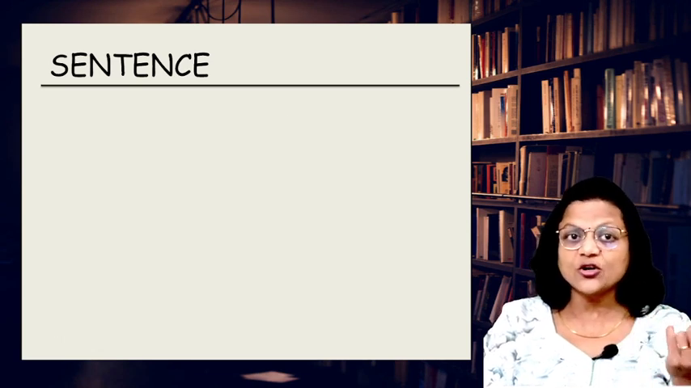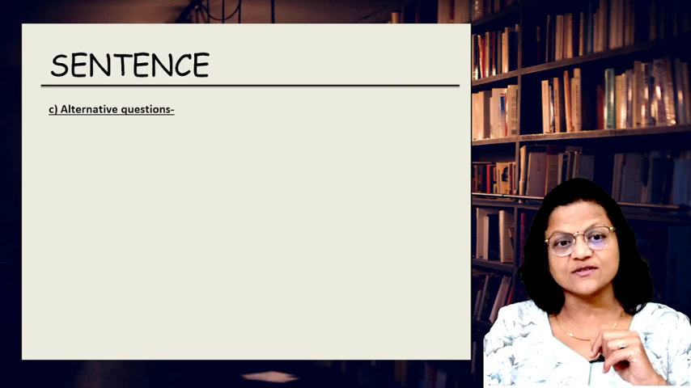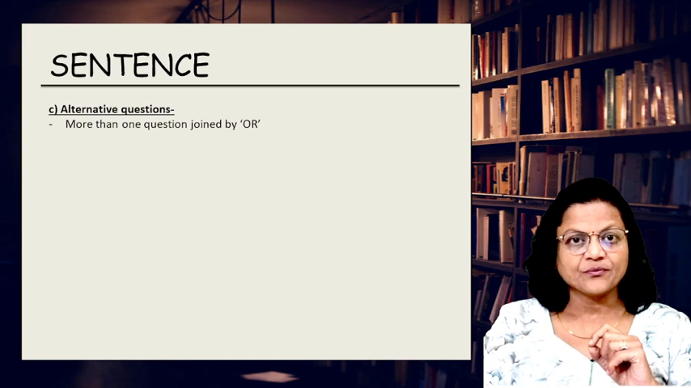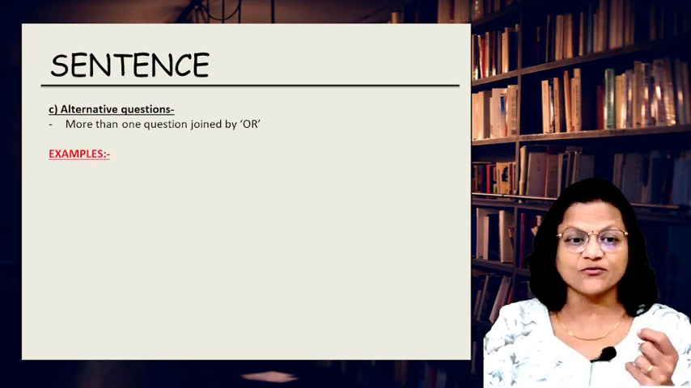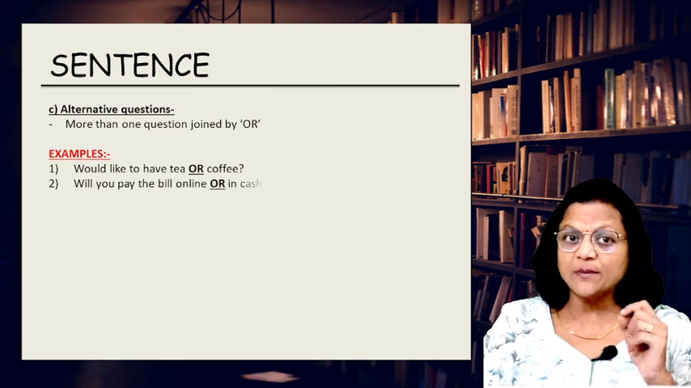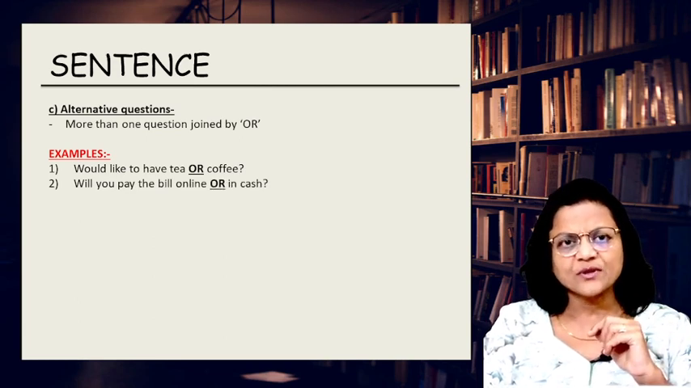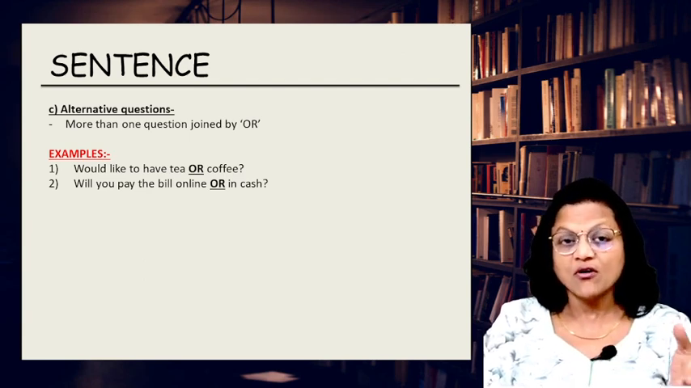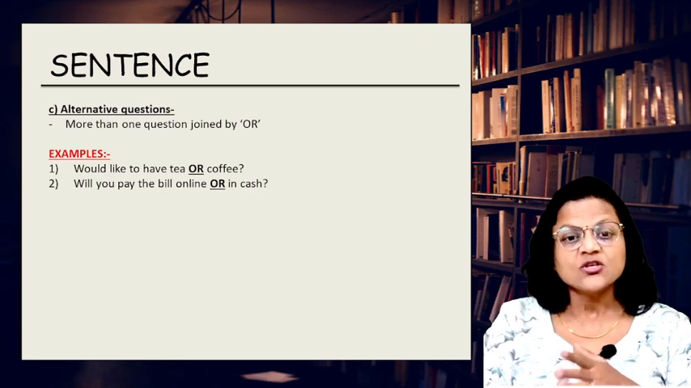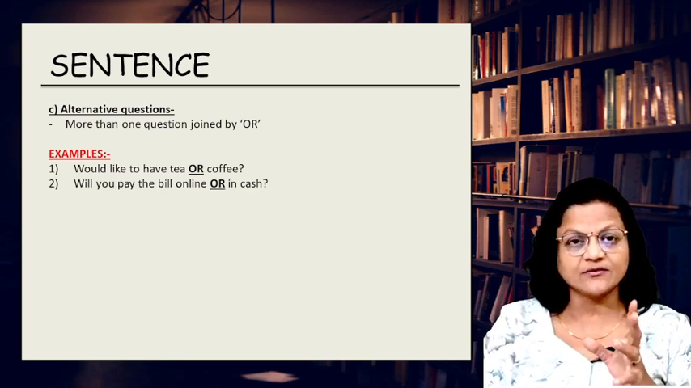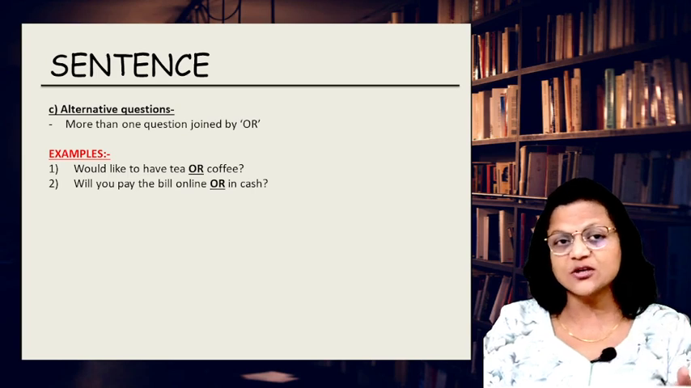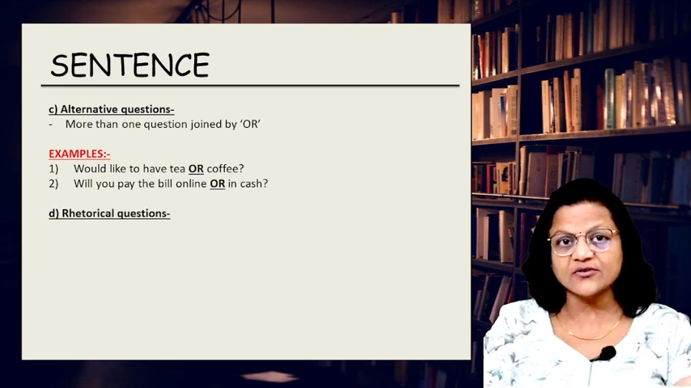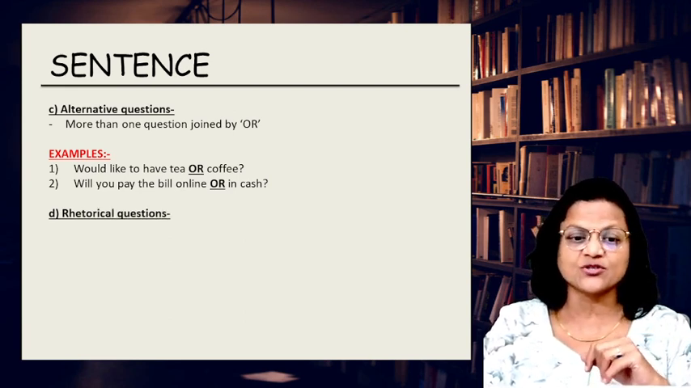Subtype 3 in interrogative sentences can be alternative questions. Here, more than one question is joined by or. Would you like tea or coffee? Will you pay the bill online or in cash? So here you have options, like you can have tea or coffee, or you can pay the bill online or offline. So whenever you give options in the questions, they are known as alternative questions. Subtype 4 or the next category in interrogative sentences, rhetorical questions.